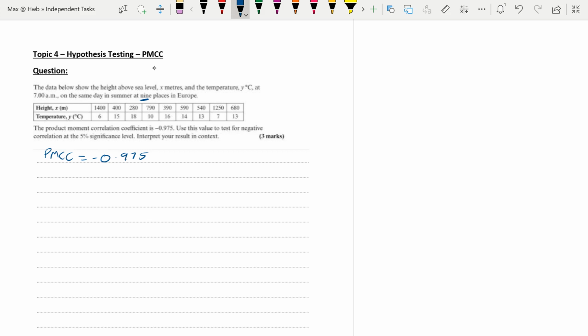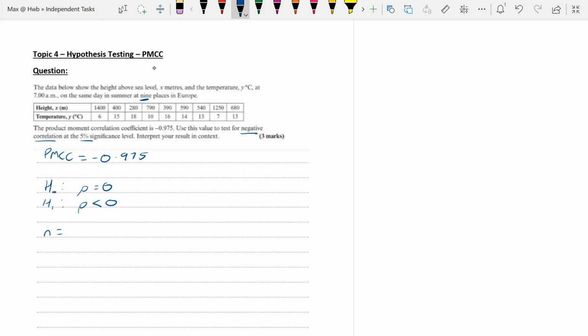Use this value to test for a negative correlation at 5%. Interpret your results in context. So the first thing, again, is going to be H0 and H1. Now, what's nice about H0 is that it's always, no matter what I'm doing in this case, equals 0. So I'm testing that there's no correlation first. Now, they've then said a negative correlation, that's less than. Okay, so what I now need to do is I need to go to my stats tables and find my critical value.